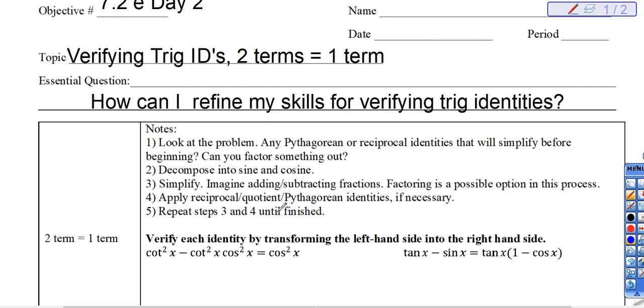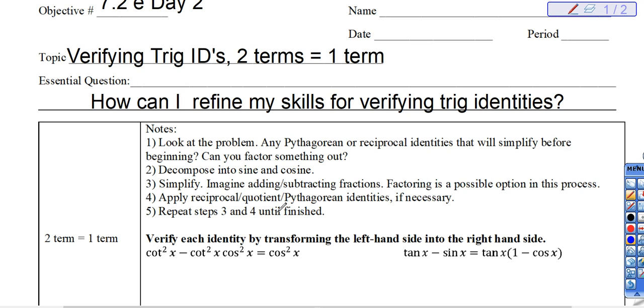So my advice is that before you start just tackling the problem, you look at it. You look at its structure. You look at what's on the left. You look at what's on the right, and you see if you can simplify it. So step 1, we're going to look at the problem. Can we apply any Pythagorean or reciprocal identities, or can we factor something out? Because if we can factor something out, that means we're taking two terms and making them one, which simplifies the problem instead of expands it.